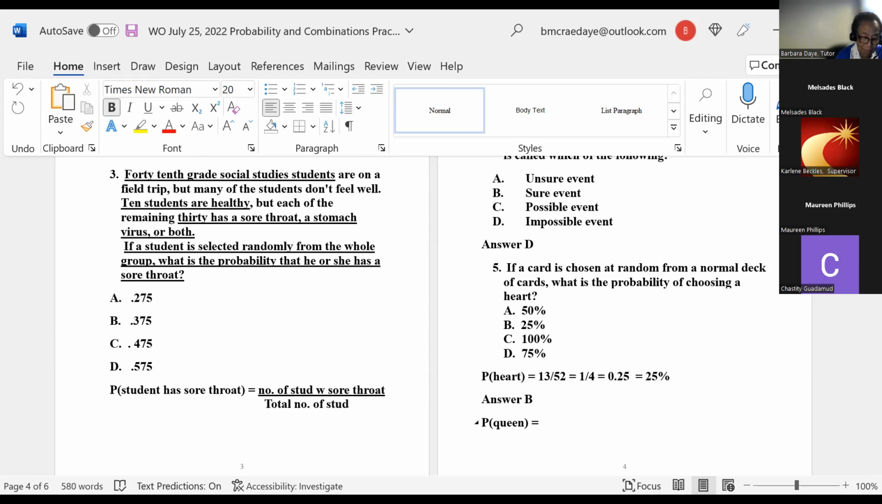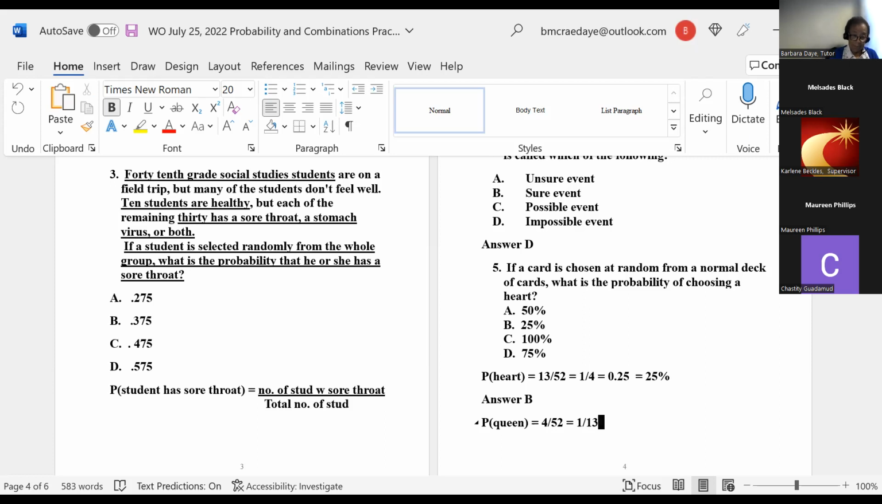You say what? 4? So the probability of choosing a queen would be what? How many queens are there? 4 possible. 4 over 52? Yeah, 4/52. And what is that equal to? Then you simplify that. 4 into 4 is 1, and 4 into 52 is 13. 1/13.